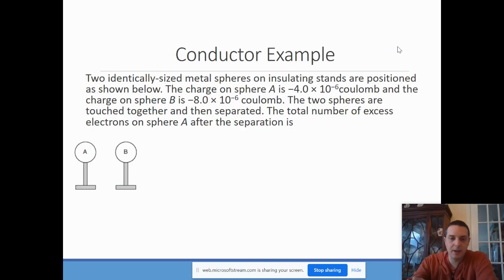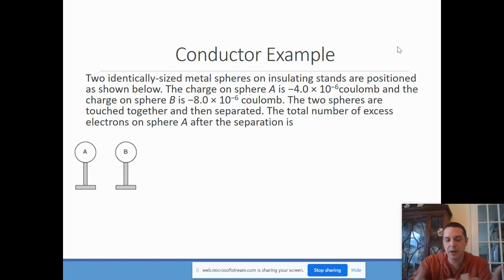Let's do an example of charge moving from one object to another object. In this example, we have two identically sized spheres on insulating stands that are positioned just like you see them. You see the A stand to the left, the B stand to the right. Sphere A has a charge of -4.0 times 10 to the -6 coulombs, and that's going to be distributed all throughout sphere A. Sphere B has a charge of 8.0 times 10 to the -6 coulombs. So that means the two spheres have different charges on them.